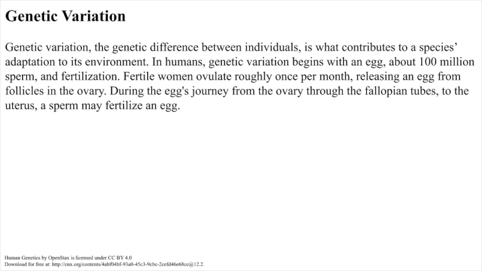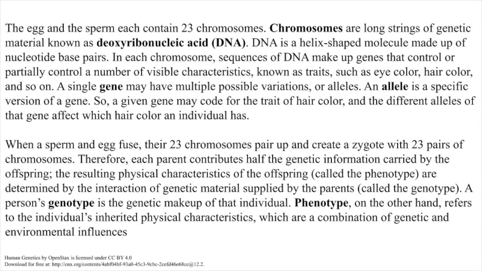In humans, genetic variation begins with an egg, about 100 million sperm, and fertilization. Fertile women ovulate roughly once per month, releasing an egg from follicles in the ovary. During the egg's journey from the ovary through the fallopian tubes to the uterus, a sperm may fertilize an egg. The egg and the sperm each contain 23 chromosomes.